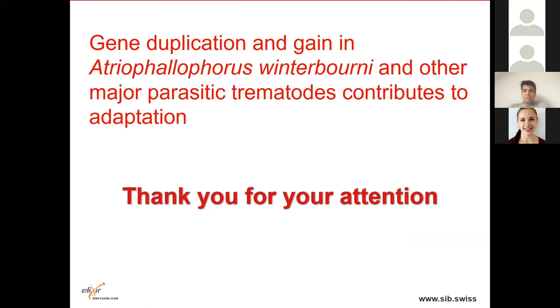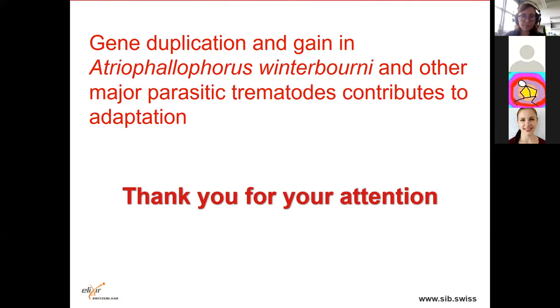So what we did was we first reconstructed the gene tree for this family with IQ-TREE, a maximum likelihood tree. And we then used the branch-site model in CodeML to detect branches under positive selection. So we have detected positive selection on all the branches that we've tested. Mostly we focused on the branches that led to the expansion of the genes in Atrophalophorus.